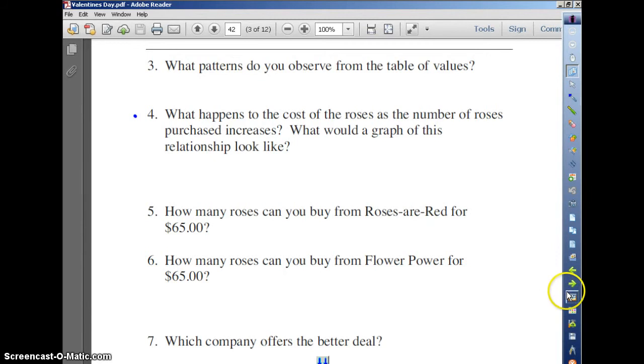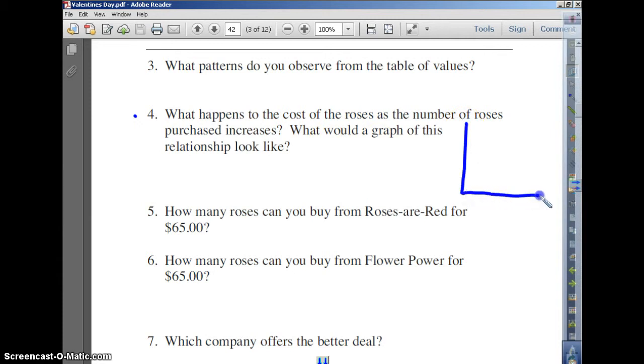Question number 4. What happens to the cost of the roses as the number of roses purchased increases? What would a graph of this relationship look like? Okay, now you've got two different companies, so I want you to answer it for both. What happens to the cost of the roses as the number of roses increases? What does the relationship look like? You can write it out or sketch yourself a little graph. This here would be the number of roses, and this would be the cost. Write down what you think would happen. You can make a little sketch about what you think it'll look like. Pause here.